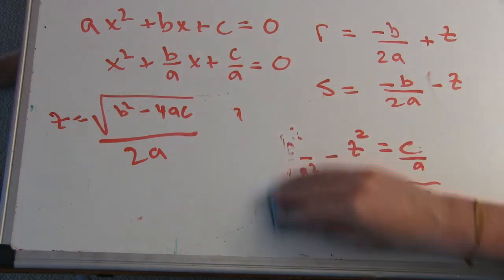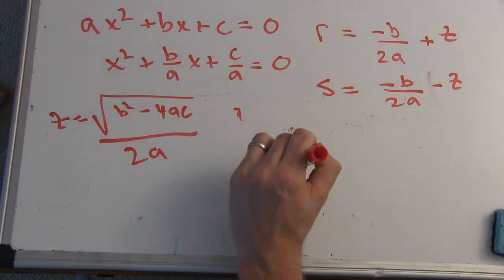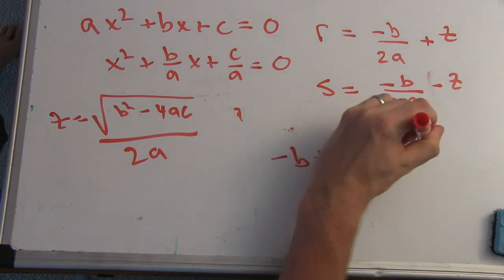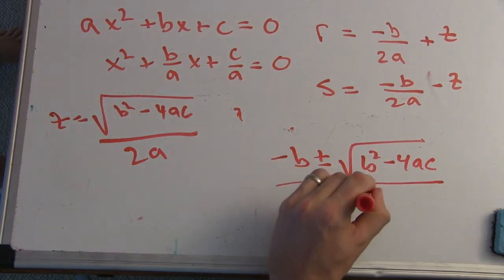And so that tells me that the first root and the second root are negative b plus or minus the square root of b squared minus 4ac, over 2a.